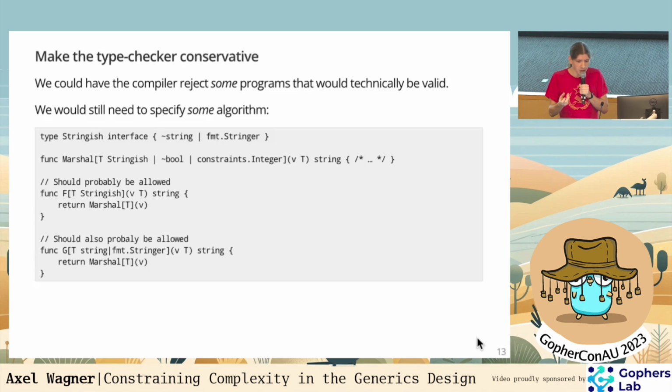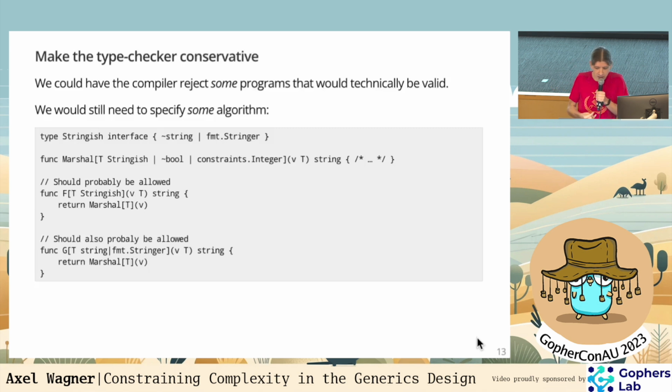But what's even worse, we could also imagine this function g, which is constrained on string and fmt.Stringer. And we probably also want to allow that, because if the type parameter is a string, then it has underlying type string, and so it satisfies stringish, and so it should actually be able to call Marshal. And if it's implementing fmt.Stringer, it also implements stringish, and so on. But in this case, the compiler can't even just do a strict A is a subset of B, right? It actually has to do more inference on the actual structure of the constraints.